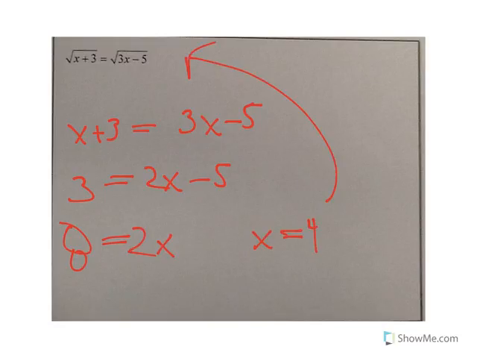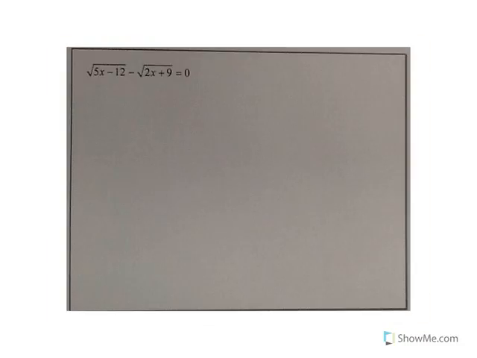Plug 4 back in there. Check your answer. On the left-hand side, that would be the square root of 7, because 4 plus 3 equals 7. On the right-hand side, it's going to be 12 minus 5 under the radicand, and so that is going to be square root of 7 also, so you know you got the right answer.